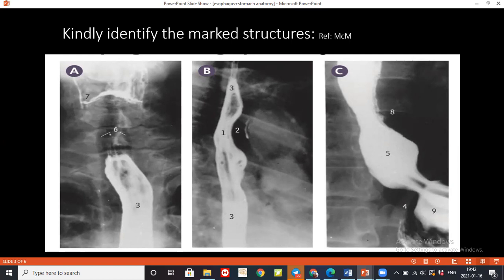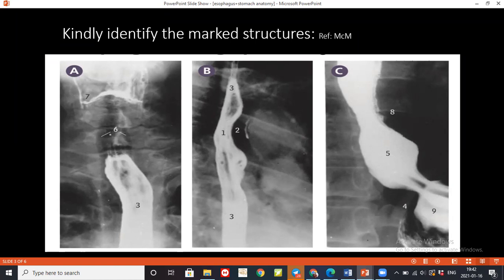Can you please tell me the blood supply of the esophagus according to the parts? The upper part of the esophagus is supplied by the inferior thyroid artery. Yes. The thoracic part is supplied by branches from the aorta, and the lower part is supplied by the left gastric artery and the inferior phrenic artery.